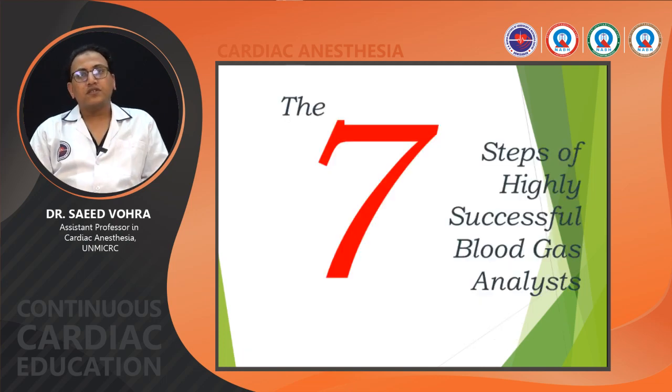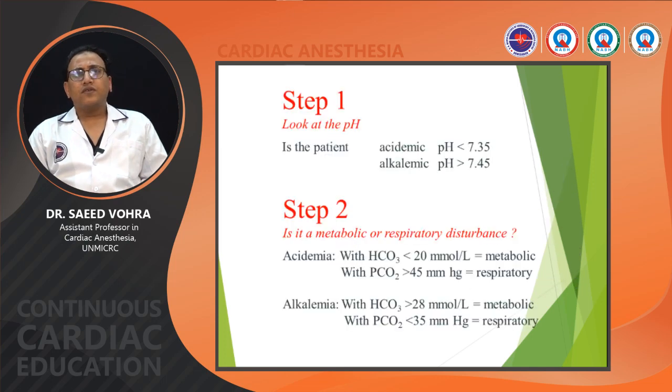Now, these are the 7 steps which are highly successful in blood gas analysis. Step 1 is looking at the pH. If the pH is less than 7.35, it is acidemic. If it is more than 7.45, it is alkalemic.